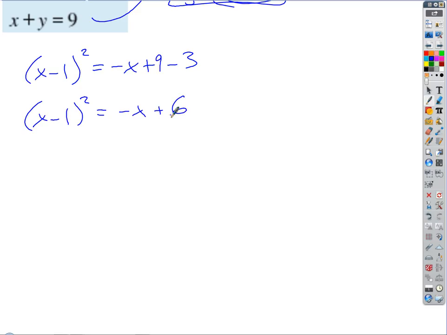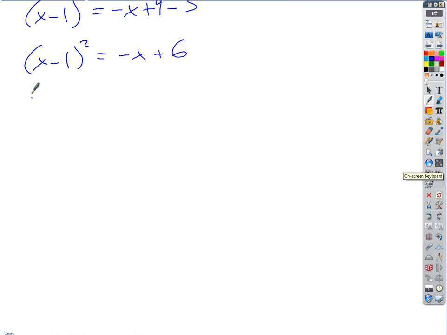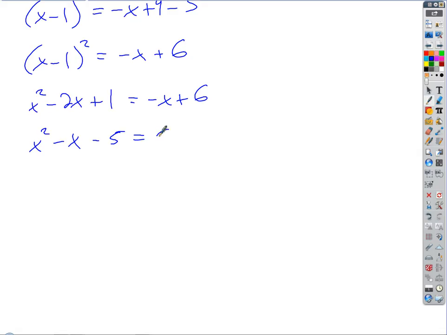Okay, I've got to expand the binomial, right? And if I do that, I get x squared minus 2x plus 1, right, on the left side. Everybody agree? Equals negative x plus 6. We'll just push everything to the left and put it in standard form. So we end up with x squared. If I add x to both sides, I'm going to get a negative x on this side. Subtract 6 and get minus 5. So there's my quadratic equation in standard form.